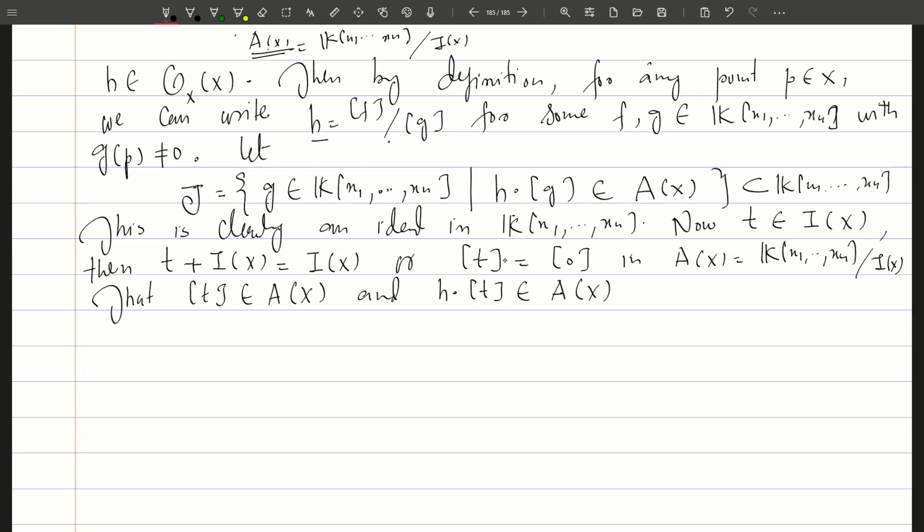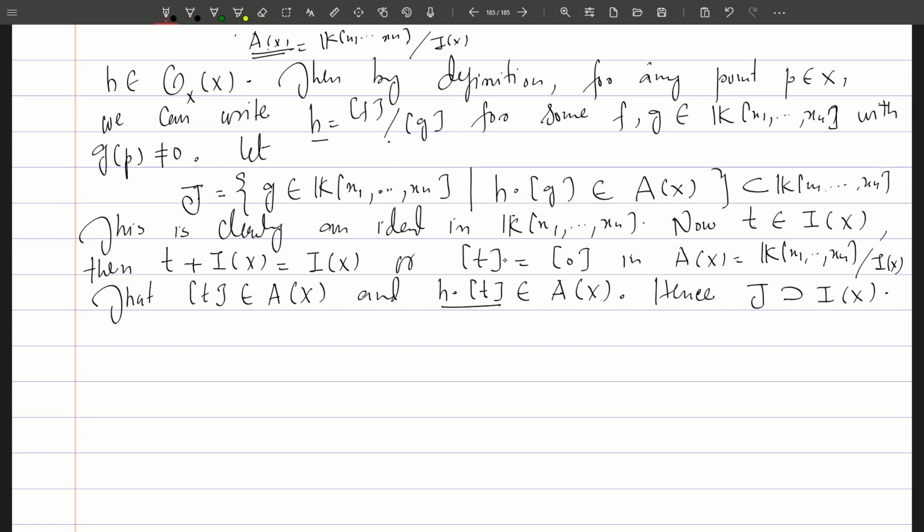Now, by definition, if H times the class of T is in Ax, this means that this T is a polynomial inside J. Now, we chose this T inside Ix, and we proved that this T is in J as well. That means this Ix is a subset of J. So, hence, J contains the ideal of X.